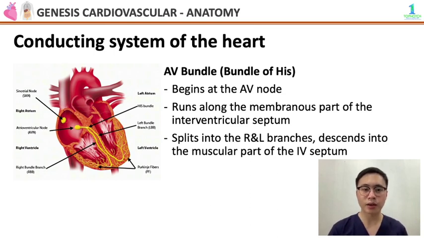Other pacemakers, you have the AV bundle or the bundle of His, beginning at the AV node, and you know it will run along the membranous part of the interventricular septum, splitting into the right and the left bundle branches, descending into the muscular part, basically, of the IV septum. Okay, and then later on, it will give rise to those Purkinje fibers.